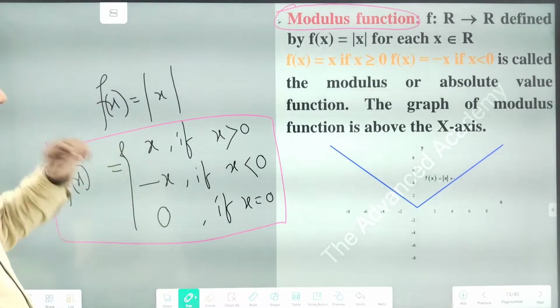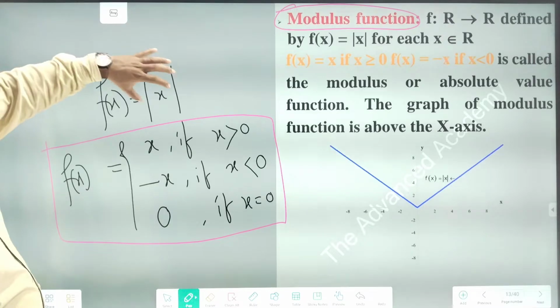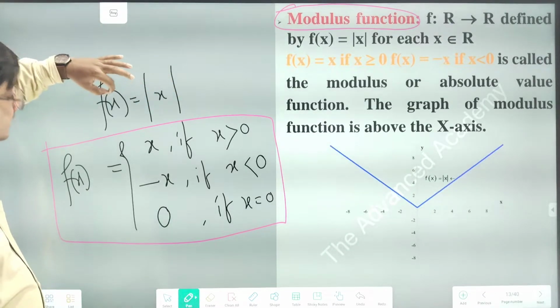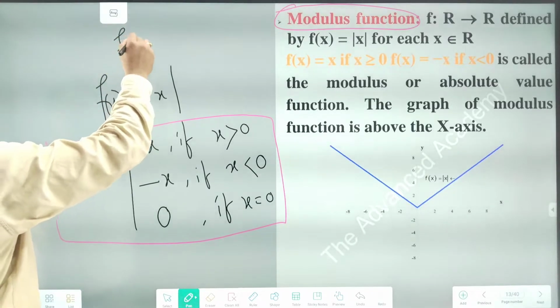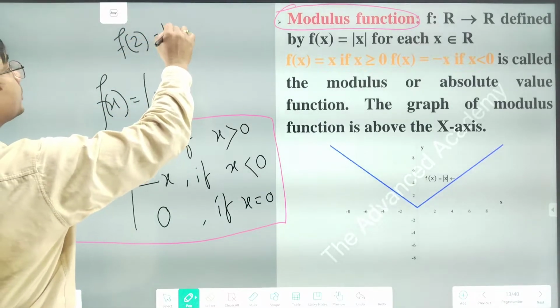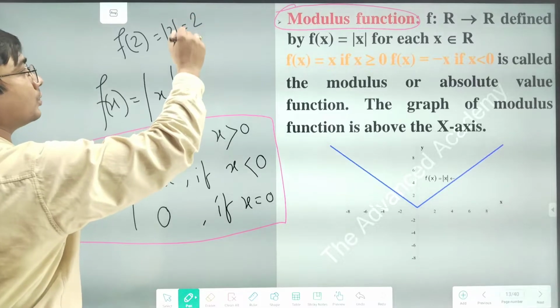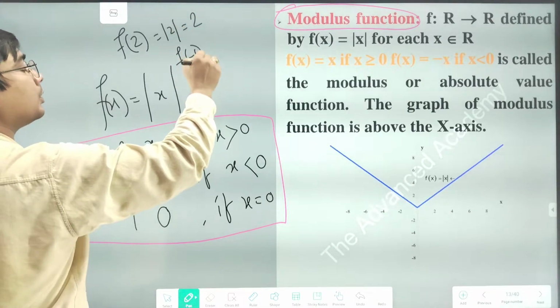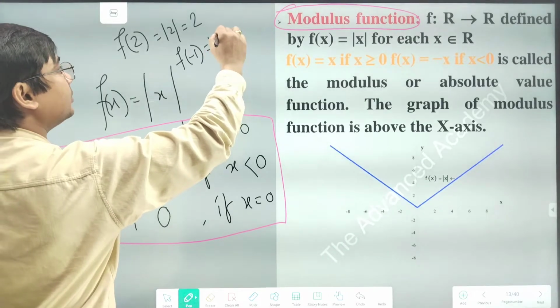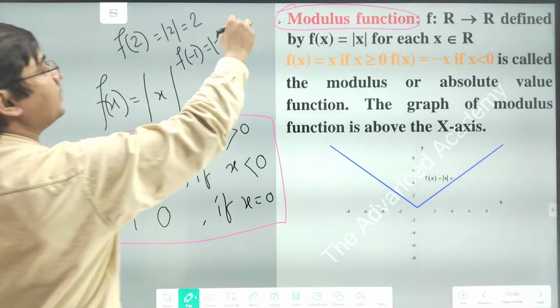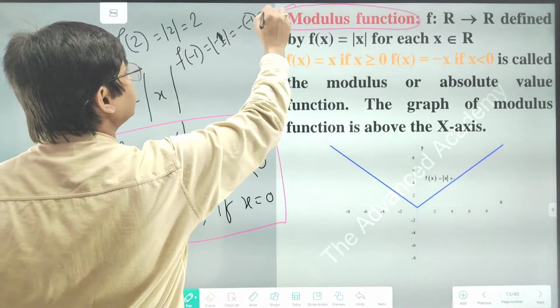So a function which gives this modulus. Yes, if we put here x, it will give mod x. For example, suppose if we put here 2, it will give mod of 2, and we know mod of 2 is 2. If we put here minus 1, then it will give mod of minus 1, and we know that this will be minus of minus 1, this is 1.